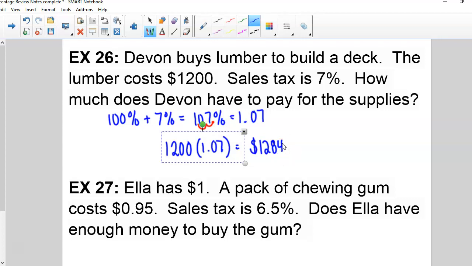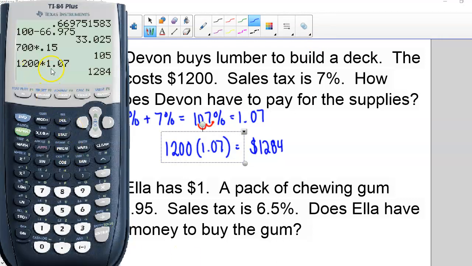Okay. See why it's a little more important to figure sales tax on things that cost a little bit more. If you go buy a pack of gum, sales tax is just a few cents, right? But if you're buying $1,200 worth of lumber, sales tax is $84. So you got to make sure you've got that extra money to cover that sales tax.